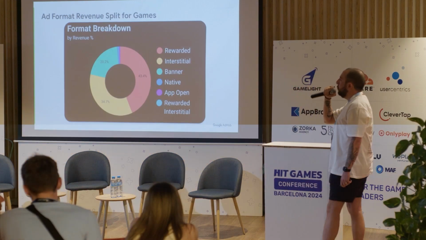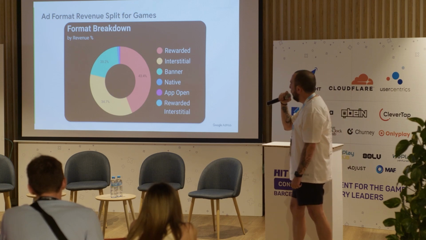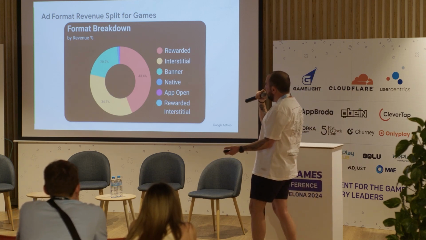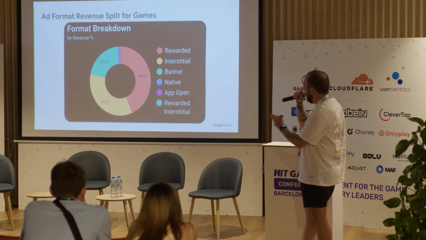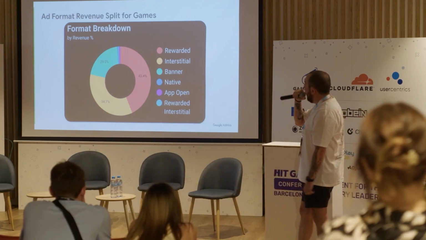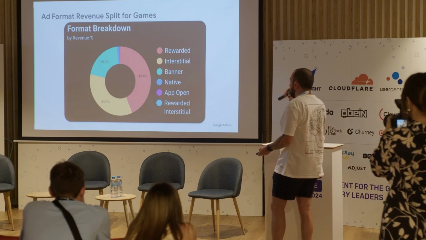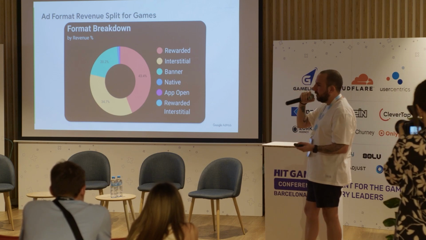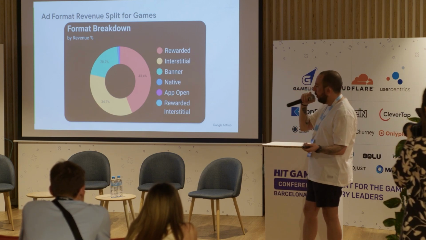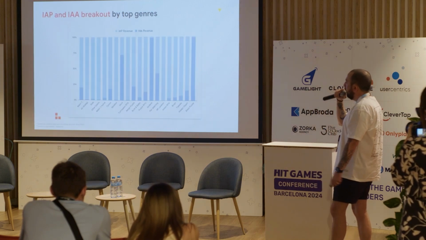So this is the revenue split format breakdown per revenue of ads. Rewarded has the majority with 43%, and then we have interstitials at 34%. Banner still has a significant amount of 20%, and app open and rewarded interstitial are newly being adopted by gaming companies all around the world. This is the global breakdown for games.